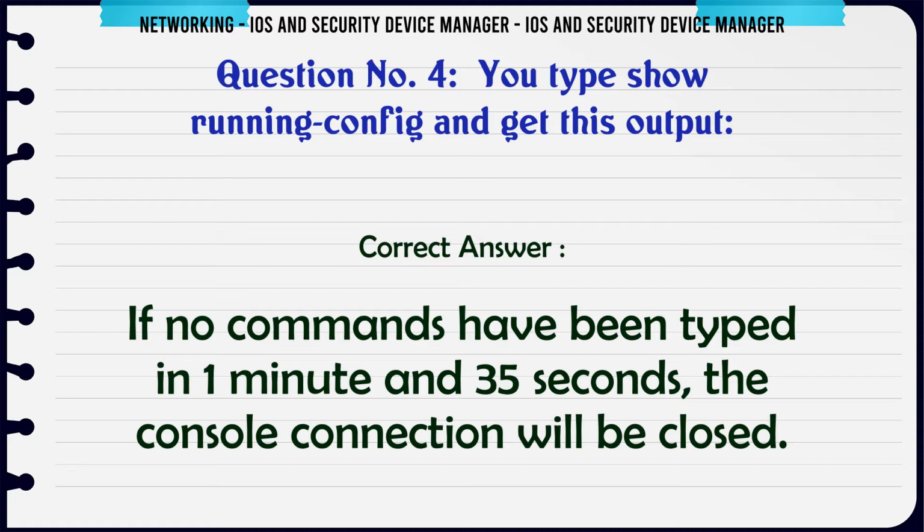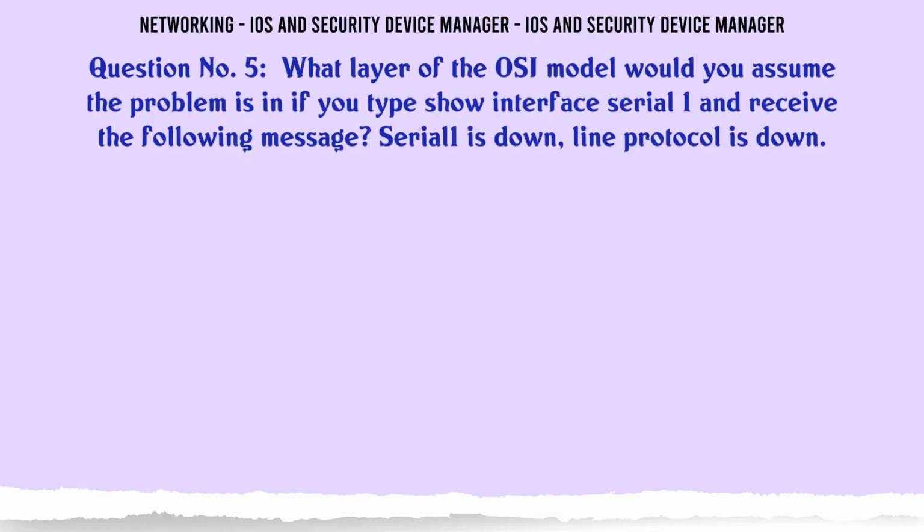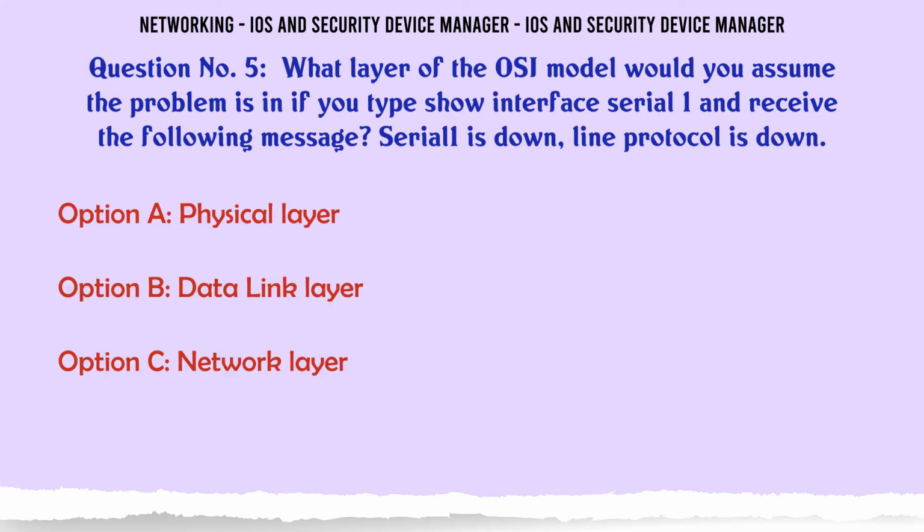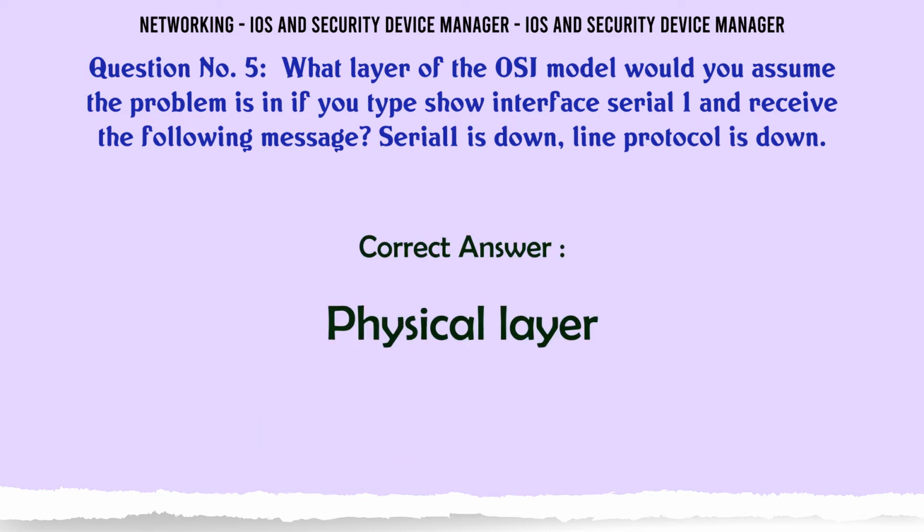What layer of the OSI model would you assume the problem is in if you type show interface serial 1 and receive the following message: serial 1 is down, line protocol is down? A. Physical layer. B. Data link layer. C. Network layer. D. None. It is a router problem. The correct answer is physical layer.